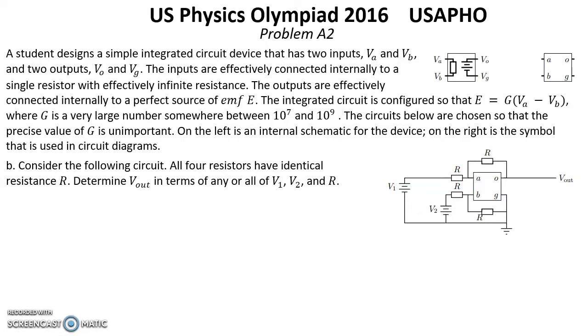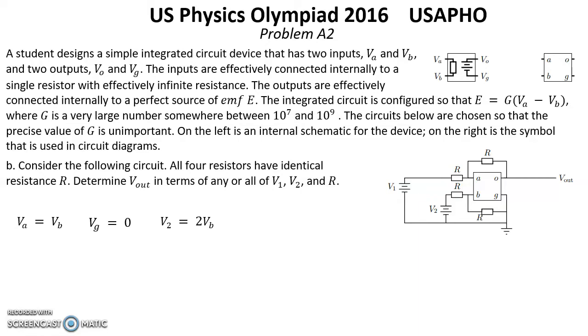Solution for question B. For this part we will assume that VA equals VB, and again VG equals 0. It's grounded. And if current I flows through the bottom resistor below the B and G terminal, then V2 equals VB, since the voltage drops across the bottom two resistors must be equal. Similarly, the voltage drop across the top two resistors is equal.